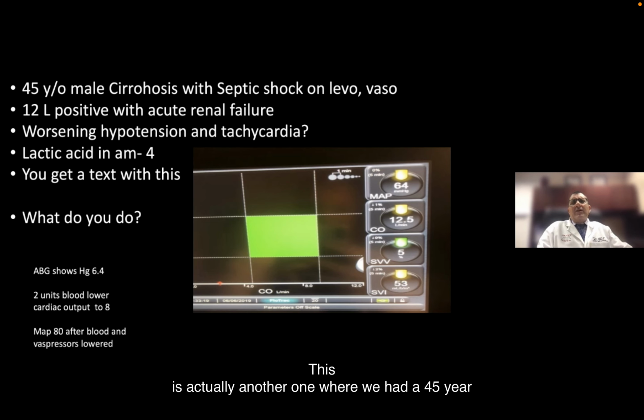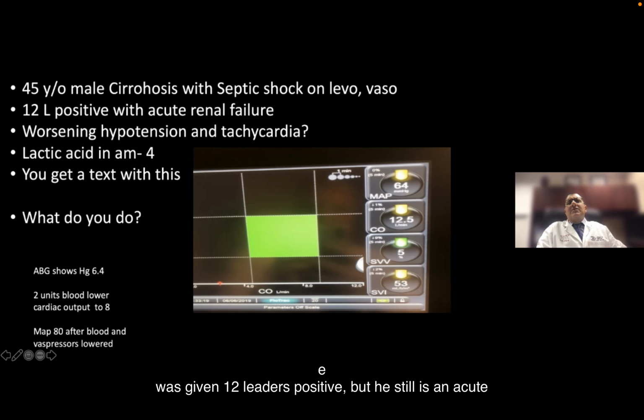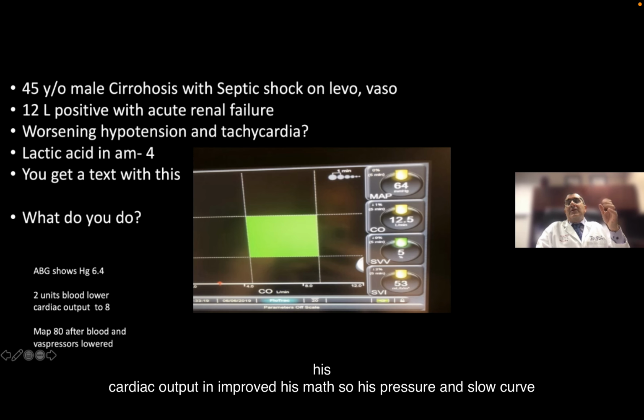This is another one where we had a 45-year-old male with septic shock on Levophed. He was given 12 liters positive, but he still was in acute renal failure, and his lactic acid was pretty high. Nobody wanted to give the guy fluids, but if you saw the ball, his cardiac output was extremely high, and his stroke volume was only 5 because he had so much ascites. But when we gave him some albumin, it drew fluid back in and lowered his cardiac output and improved his MAP, so his pressure and flow curve came back.